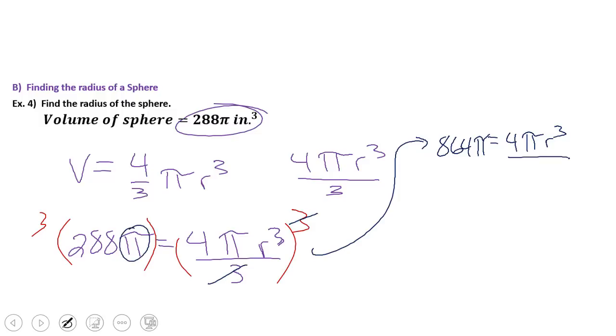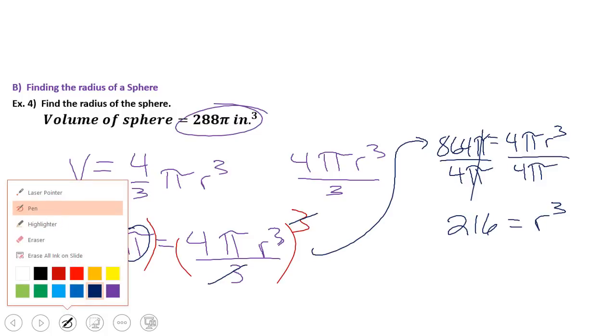Because we don't need to multiply by 3.14, we're gonna divide it out anyway, so we're gonna divide by 4 pi. And the pi's will simplify out. And 864 divided by 4 is 216. And that is equal to the radius cubed. Well, we don't want the radius cubed. We want the radius, just the radius.